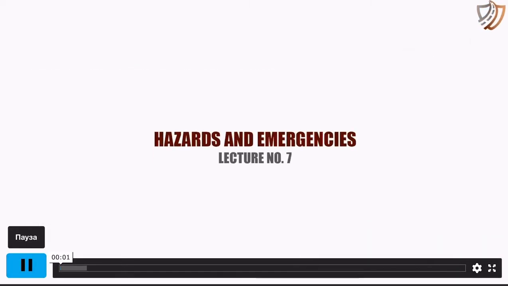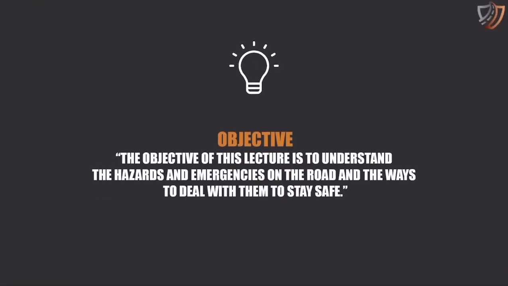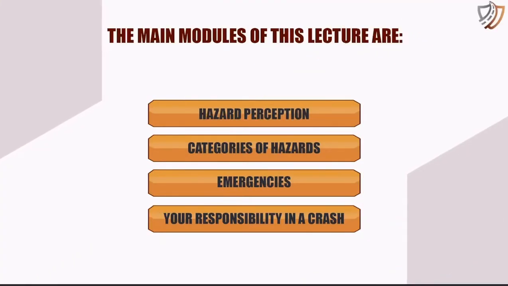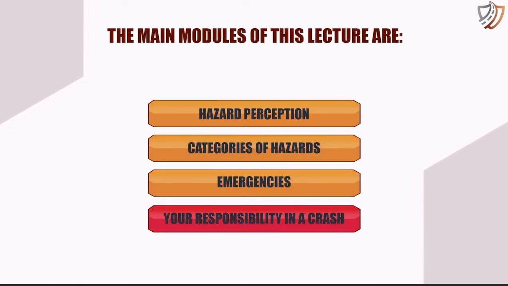Hazards and Emergencies. Lecture number 7. Objective. The objective of this lecture is to understand the hazards and emergencies on the road and the ways to deal with them to stay safe. The main modules of this lecture are hazard perception, categories of hazards, emergencies, your responsibility in a crash.